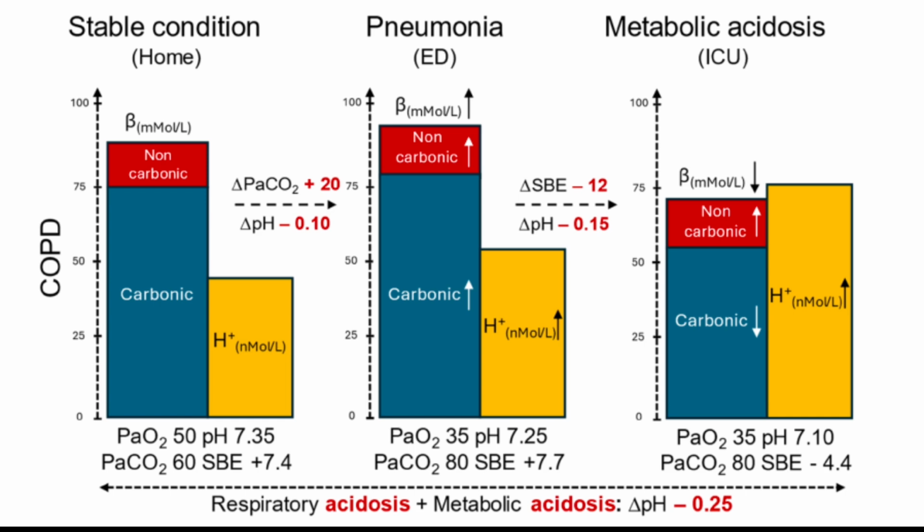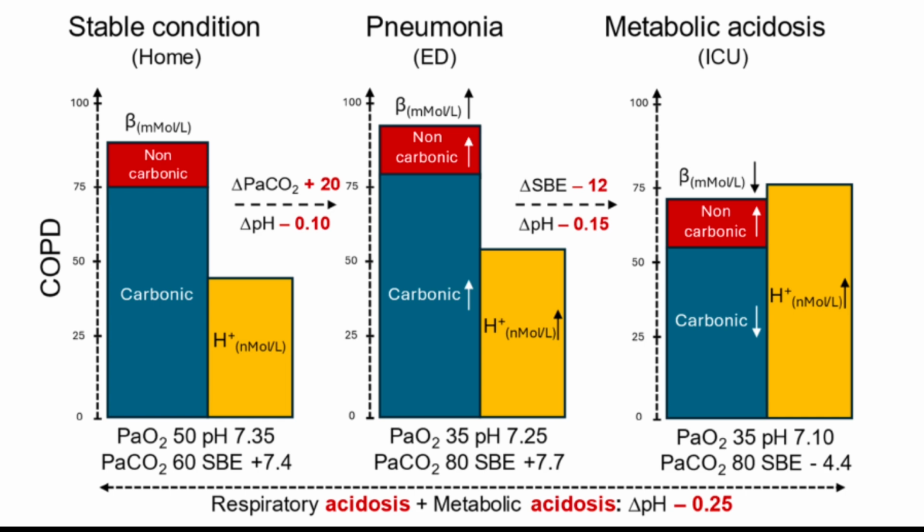Metabolic acidosis, ICU, now, SBE decreases significantly, minus 12, marking severe metabolic acidosis. Despite buffer efforts, the pH drops further to 7.10. Overall, this patient experiences a combined respiratory and metabolic acidosis, with the cumulative pH drop from baseline reaching minus 0.25.